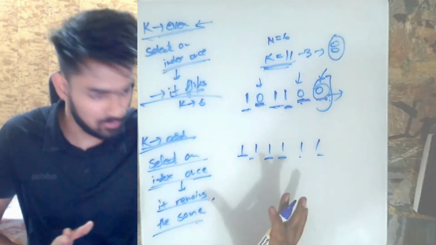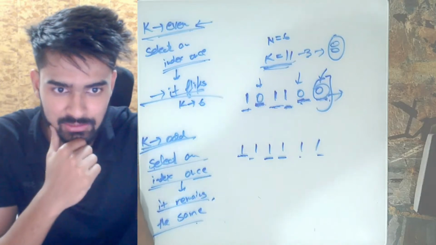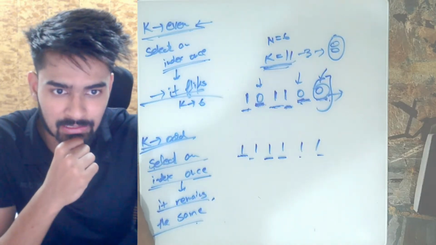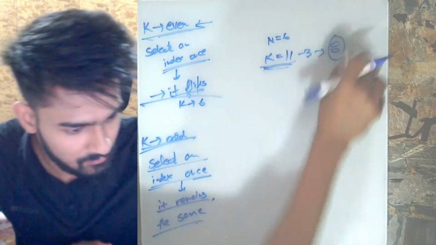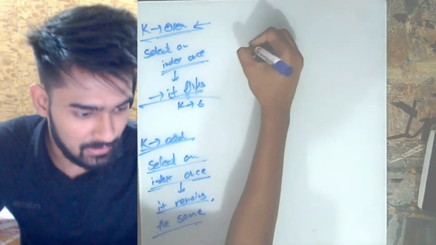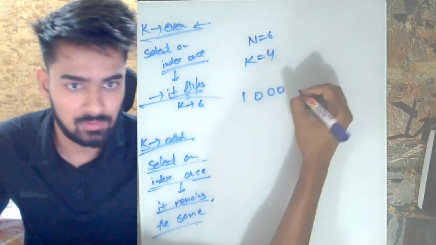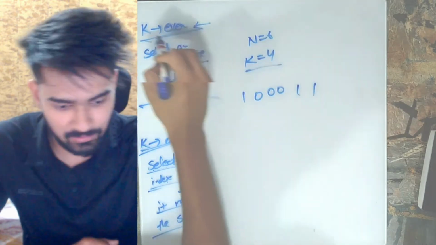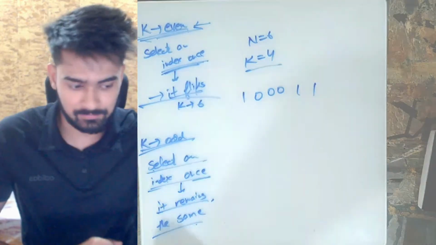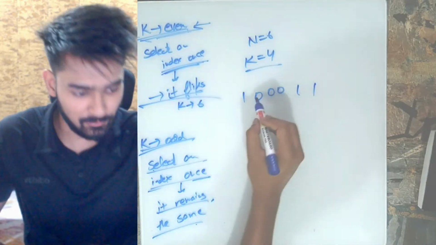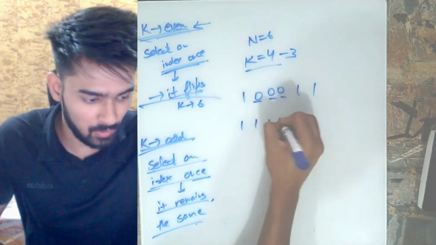I'll explain this once more, again for the previous test case only. I want to consider an even test case. Let's take the second test case. My n is 6, my k is 4, and my string is 1 0 0 1 1. Now my k is even. If my k is even, I know that if I select any one index once, it will flip. I need to flip this 0 and this 0. So I'll make 3 operations, and my string will become 1 1 1 1 1.